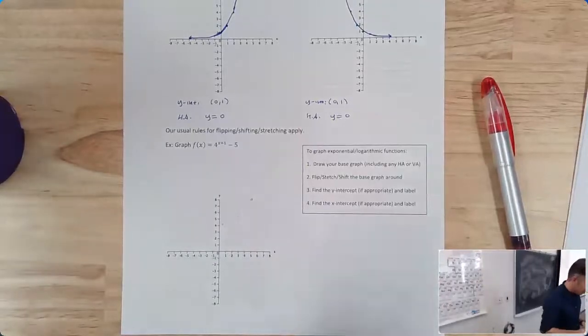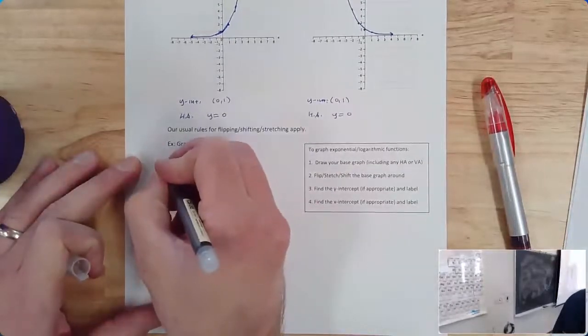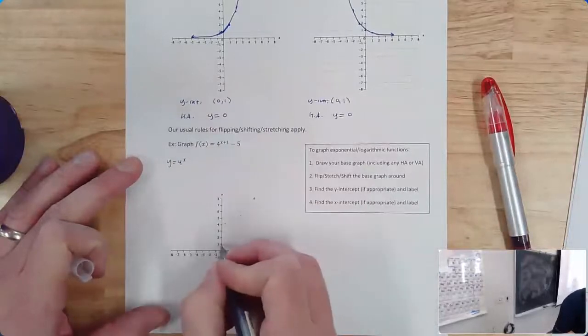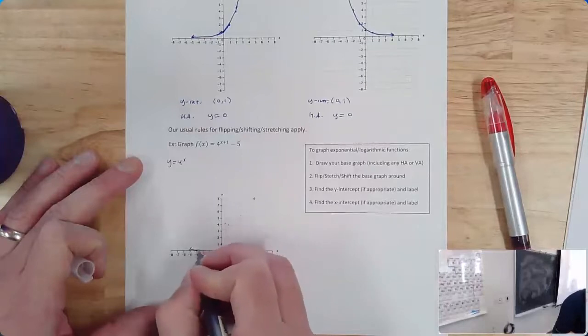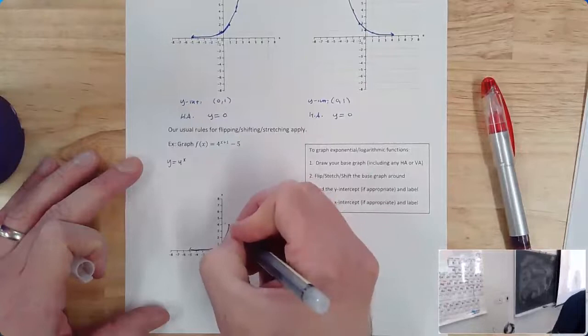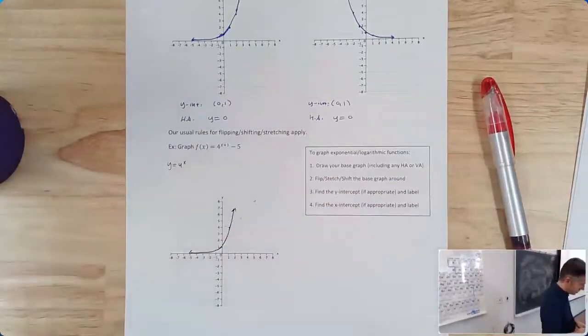So here's my base graph of y equals 4 to the x. Again, I don't usually think you have to do all of these things graphically, but it's good for me to show you what I mean. So here's y equals 4 to the x, approximately. And now I have to look from the inside out. The first thing that's happening is I've got 4 to the x plus 1.